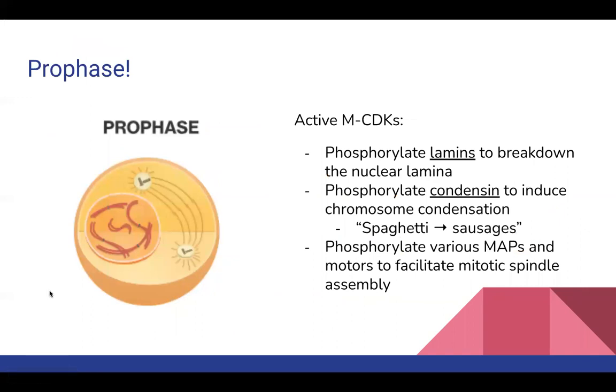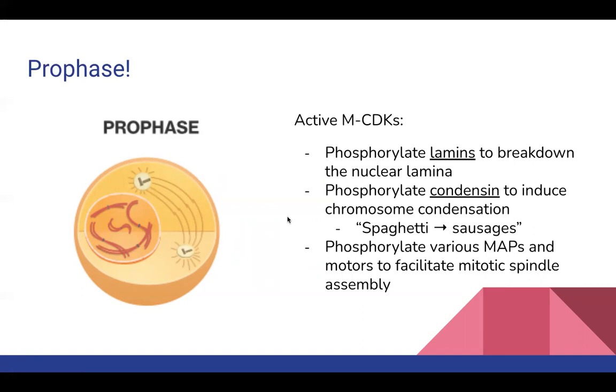All right. So next, well, first off, we have prophase. So like I said, we've got that active MCDK, and what that's going to be able to start doing in some more detail is phosphorylate lamins, which are just proteins that are going to be able to break down the nuclear lamina, so that nuclear envelope holding all of the sister chromatids inside is going to be broken down. You can also phosphorylate condensin, another protein that's going to induce chromosome condensation.